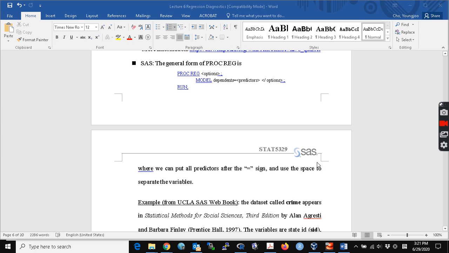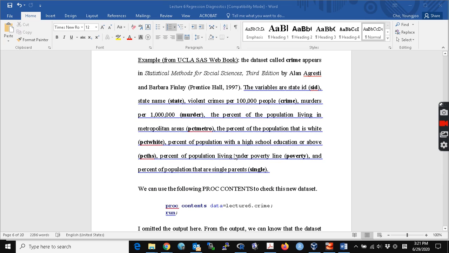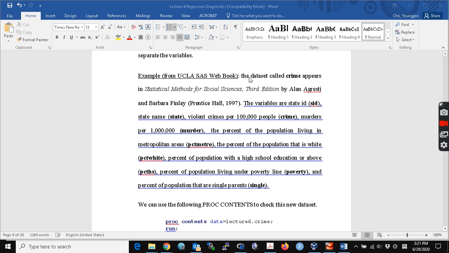So in SAS for multiple linear regression model, we use PROC REG and the MODEL statement, which is the same as in simple linear regression. So let's look at this example. This data set called crime appears in Statistical Methods for the Social Sciences, third edition, by Alan Agresti and Barbara Finlay. There are several variables: state ID, state name, crime, murder, PCT metro, PCT white, PCT hs, poverty, and single.